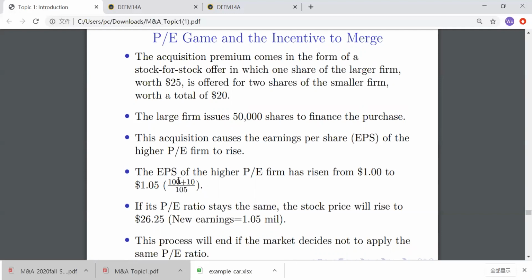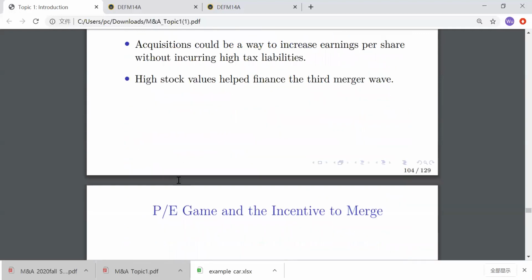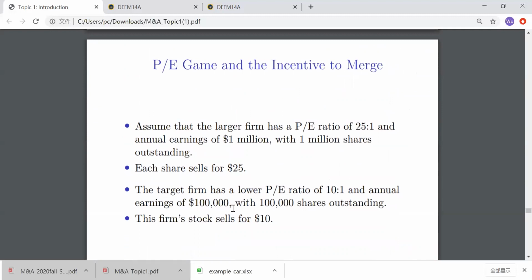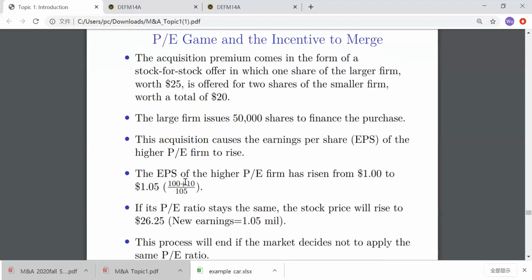Why do they have more earnings? Because previously it's only the acquirer. Now they have the acquirer and the target. So originally the acquirer is 1 million, the target is 100,000. Then the total earnings now is 1 million plus 100,000. So that's the idea. Now if you recalculate the EPS, it's going to be 1.05.